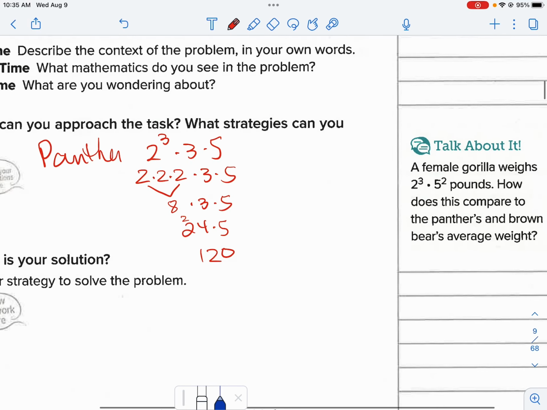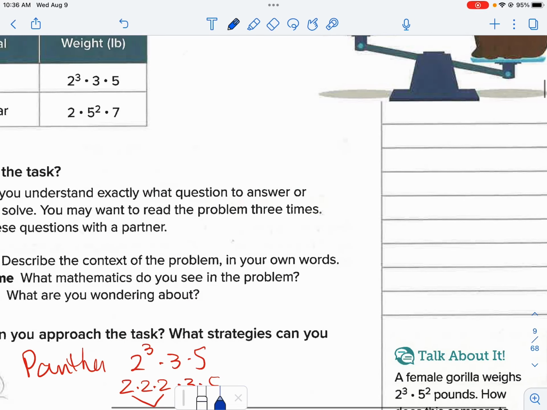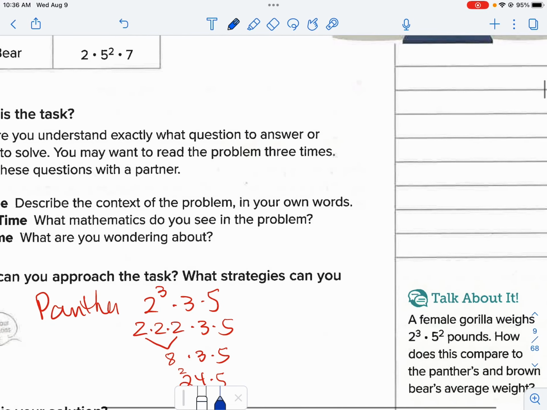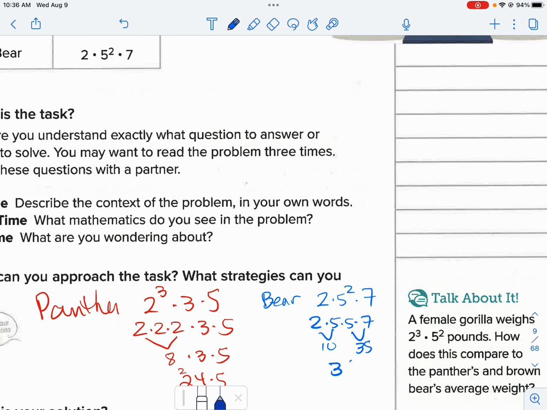Now I need to do the other one. Brown bear. That's 2 times 5 squared times 7. And that's 2 times 5 times 5 times 7. So I'm going to do 10 here. I'm going to do 35 here because that's going to make it so much nicer in order to do this.